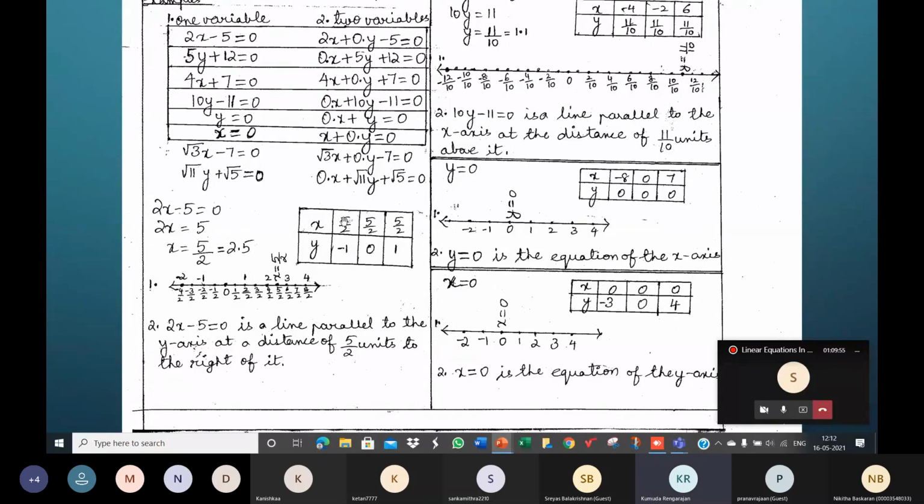Now when you take the pair 5 by 2 and minus 1 and use it in the LHS, that is, in place of x you say 5 by 2 and in place of y you say minus 1, work the LHS, the equation will be satisfied. That's because there is 0 y. Whatever be the value for y, it's anyways going to be 0. The value of y is not going to alter the value of x.